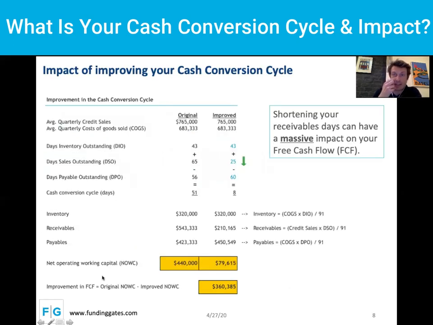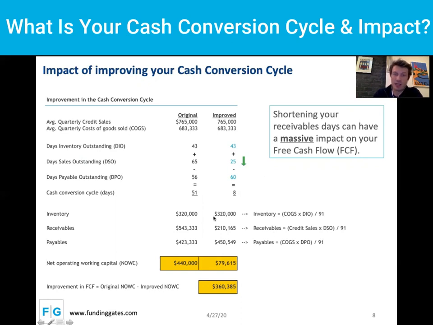Now, what is the impact of reducing each of the components of your cash conversion cycle? So we have our original numbers over here that we just calculated, right? And let's say, for example, we're able to reduce our days sales outstanding from 65 days to 25 days. So the original accounts receivables was this amount, the average for the quarter. Now, if we're just rearranging the formula to calculate what the new receivables volume is, we simply take our credit sales multiplied by our new DSO, which is 25, and divided by 91 days. And that's our new receivables volume.